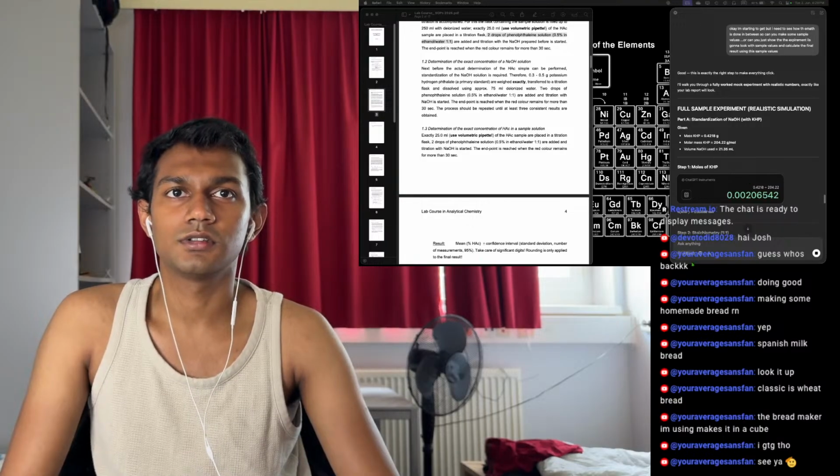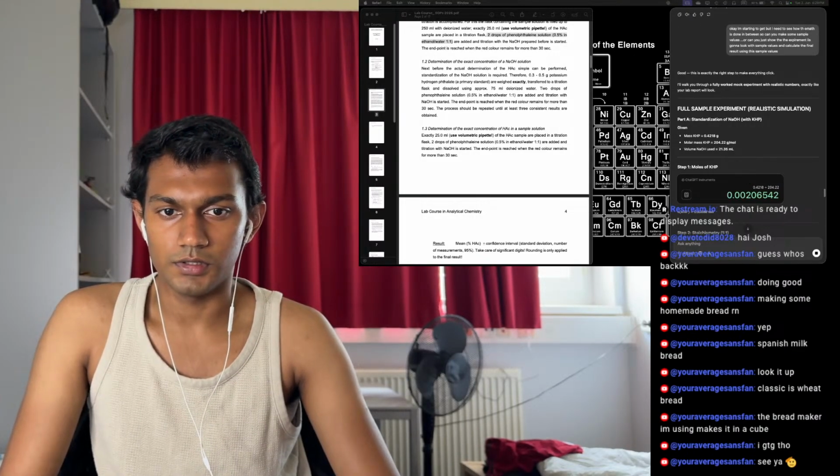Wow, what the fuck is this? ChatGPT keeps on adding stuff.